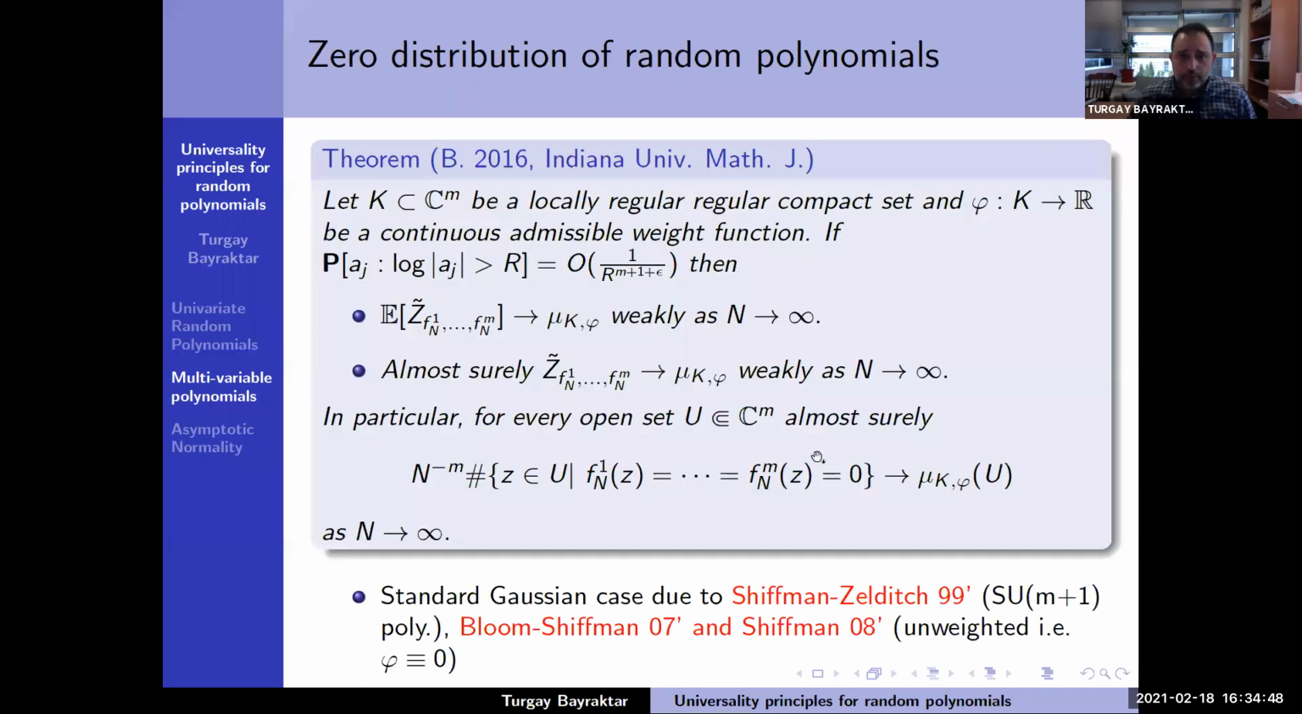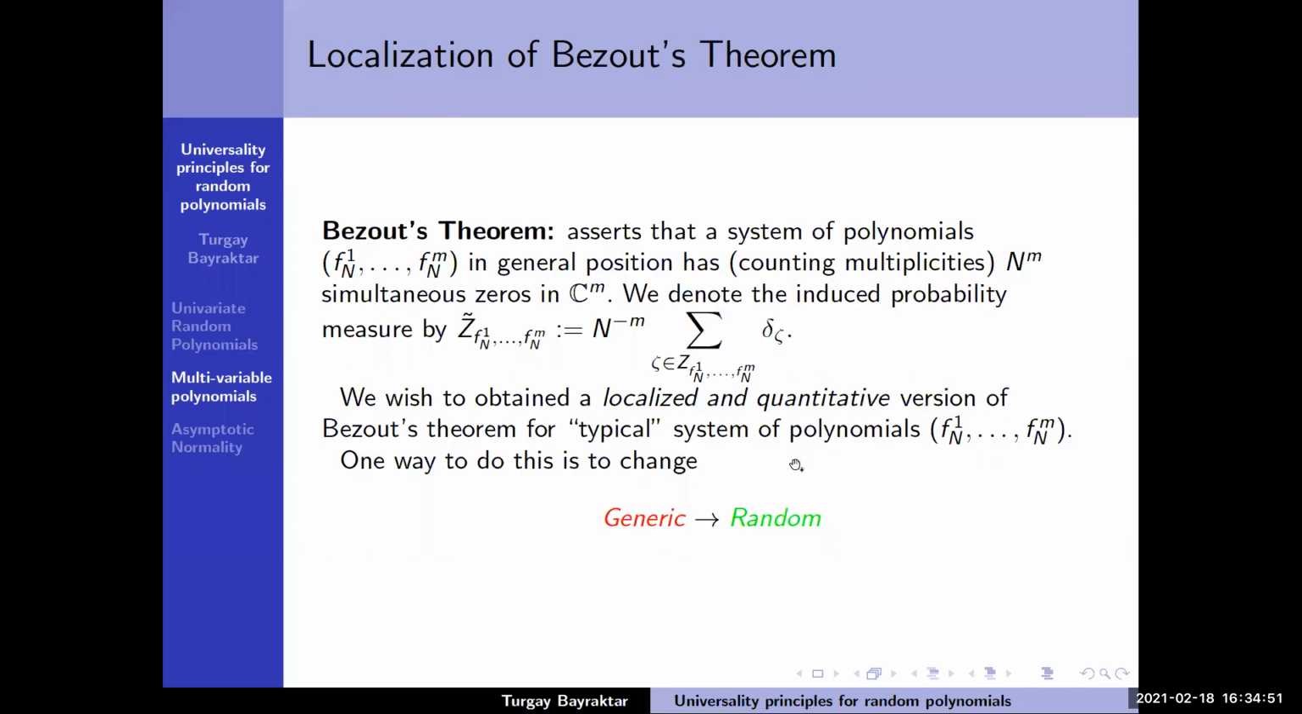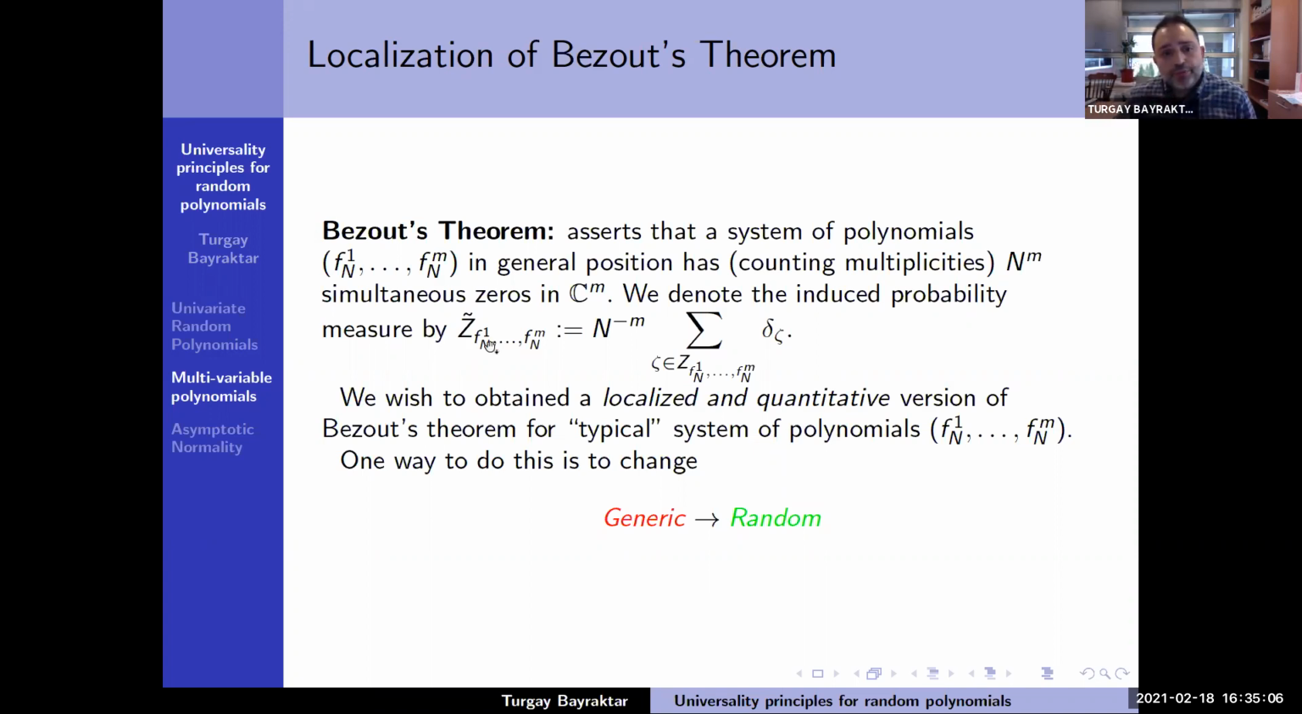Turgay, yeah, two questions. One is, what does it mean when there is a superscript, when you say F_n superscript 1 to n? Oh, okay, sorry about this. So you choose a system, all these polynomials over C^m. And when the system is in general position, the simultaneous zeros of these polynomials form a discrete set, and this Z(F1 through Fm) is that discrete set.